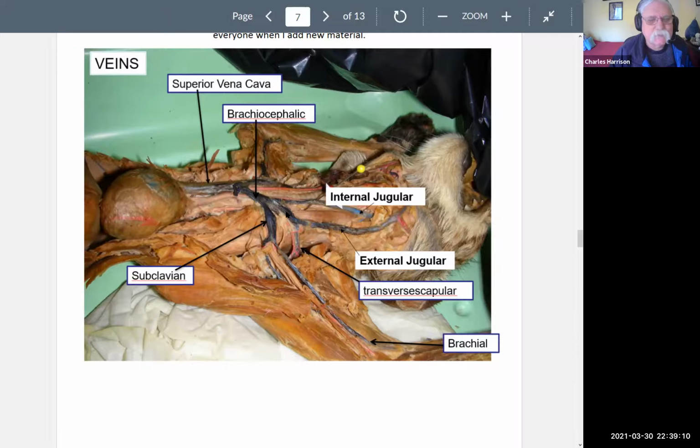Here, we go up the side. This is the external jugular. And this one is the transverse scapular. Here's the internal jugular. A really nice one. The subscapular doesn't show on this picture. It's underneath this area here, but we'll see it in just a second.